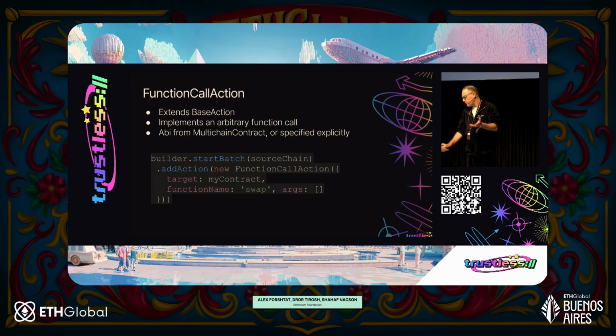Okay, this is another one we saw earlier. This is a generic function call name. One thing to know is that you specify a target and a function name. You can specify the ABI if you need, but the multi-chain contract, for convenience, holds the ABI. So this can be implemented. This is a real implementation because my contract can hold its own ABI. You don't need to specify it for each call.